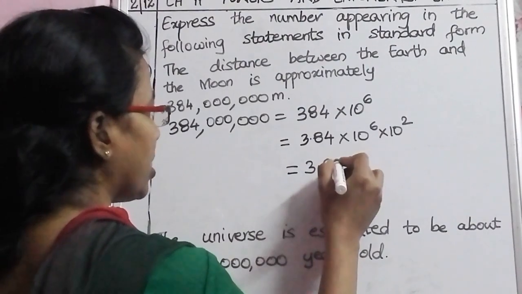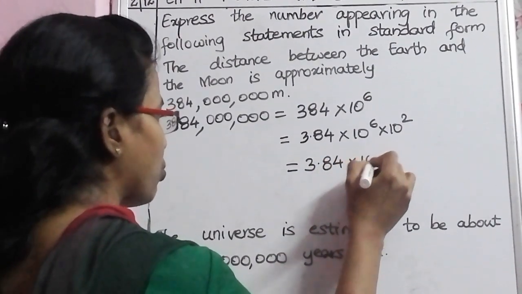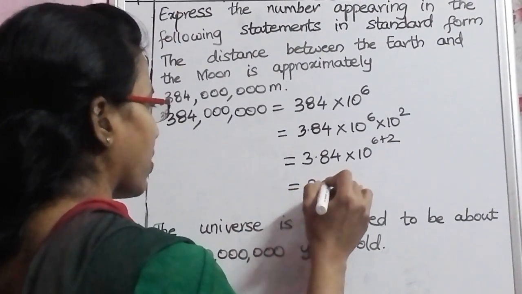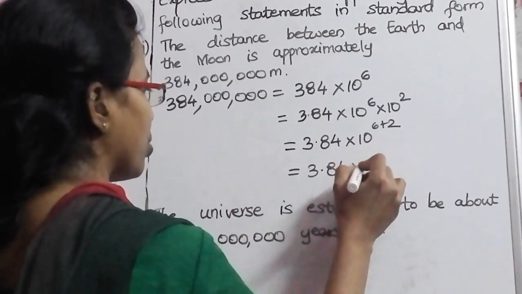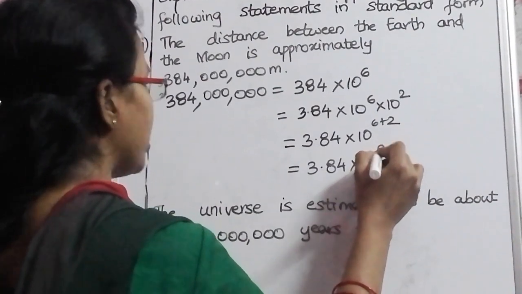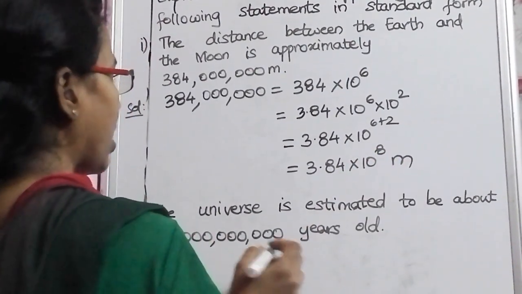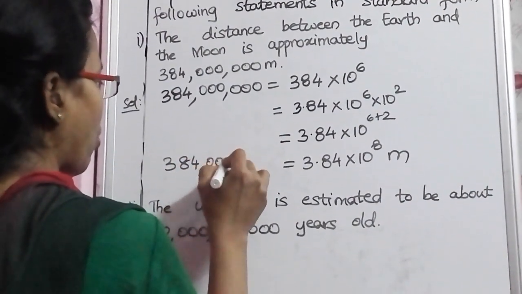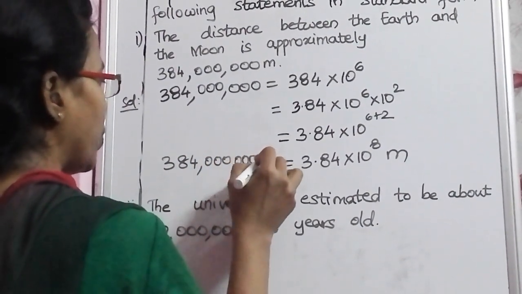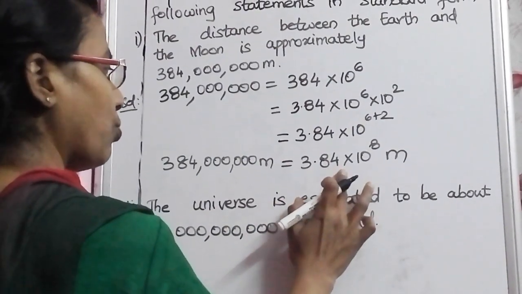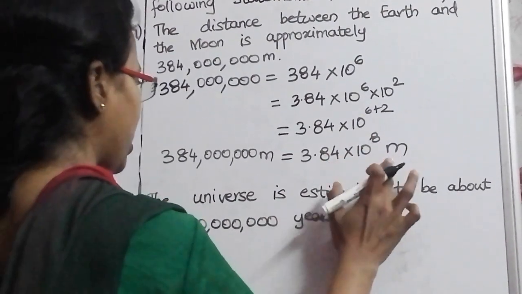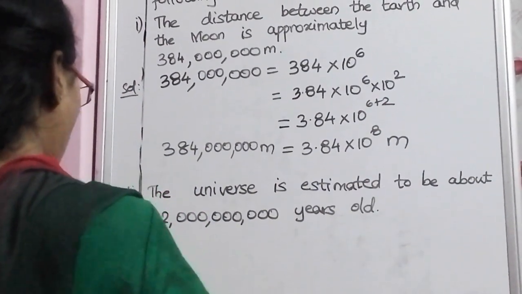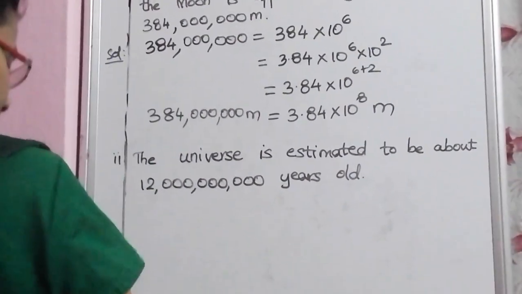So 3.84 into 10 to the power 6 plus 2. 6 plus 2 is how much? 8. So 10 to the power 8 meters. Understood this? So the standard form of the given value is 3.84 into 10 to the power 8 meters. Okay. Now let us do the second bit.